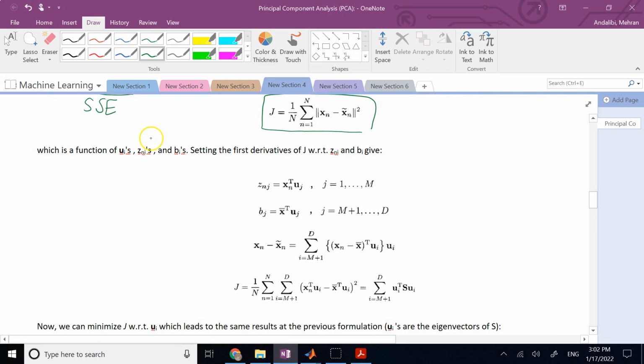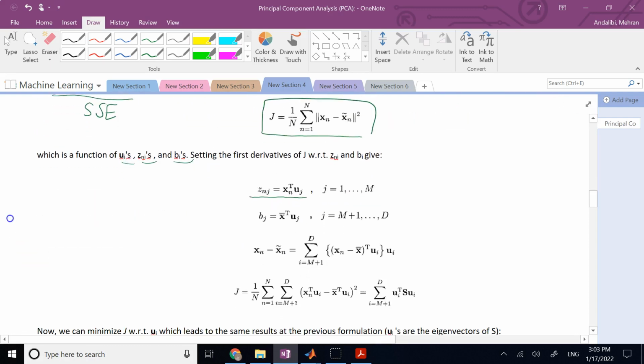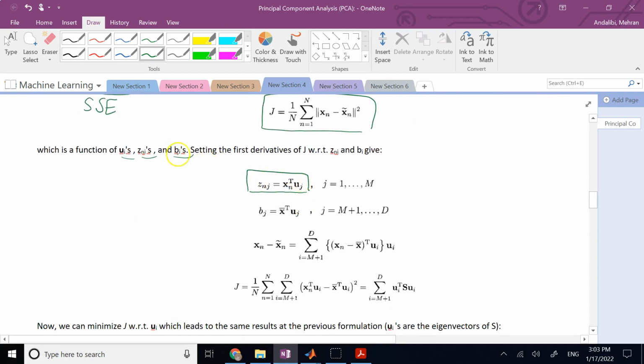So if you take the derivative with respect to these three parameters, then one of your equations is going to be that the zn's are xn transpose u's, and that's exactly what I told you over here. So that's obvious. If you take the derivative with respect to u's and b's, you'll get that the b's are going to be the projection of the average x bar along each one of those u's.